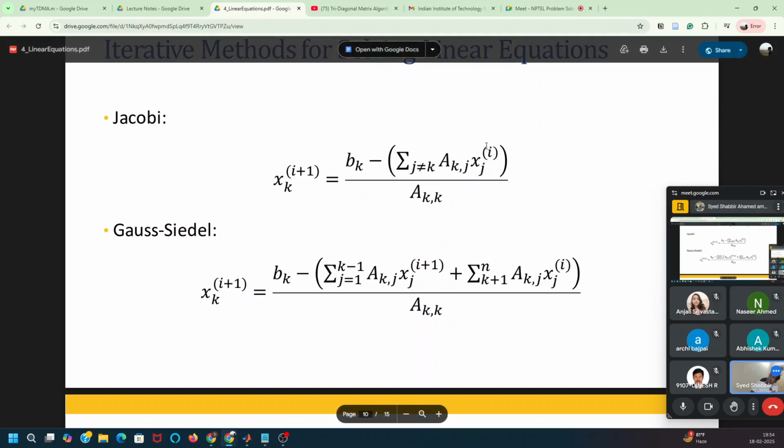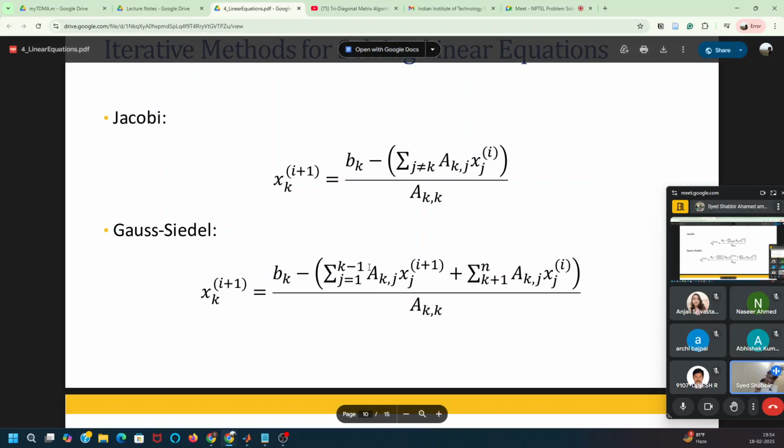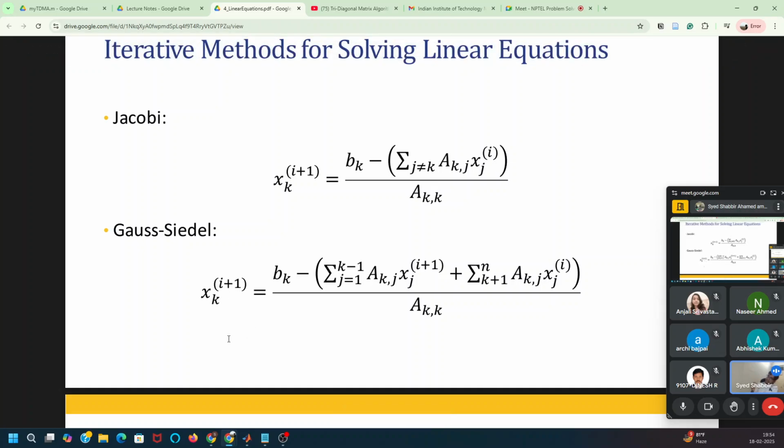Earlier I was not doing it. For all the steps for x1, x2, x3, x4, I was using the previous solution only. But here, as I find x1, I'll replace x1 with the new value. While I'm calculating x2, I'll use the updated x1 value. While I'm calculating x3, I'll use the updated x2 value. So that is the difference between the Gauss-Seidel method and the Jacobi method.